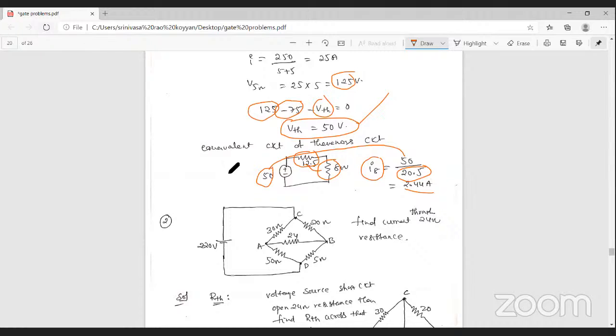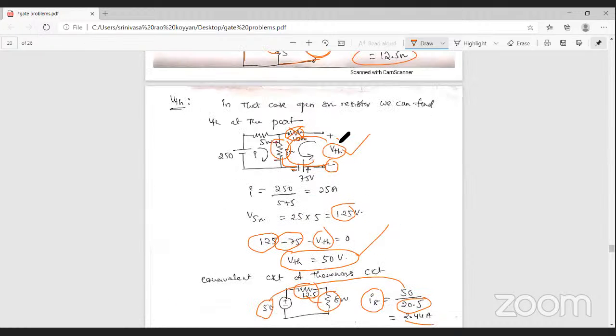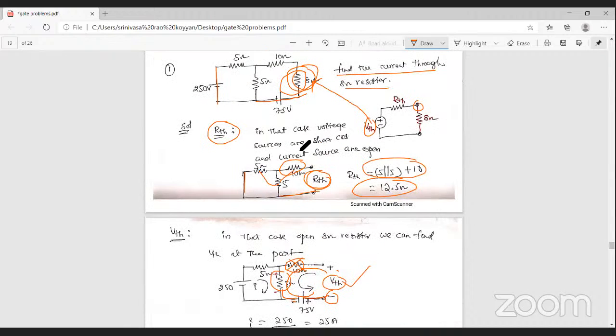So do you understand Thevenin's network equivalent circuit? అర్థమైందండి?